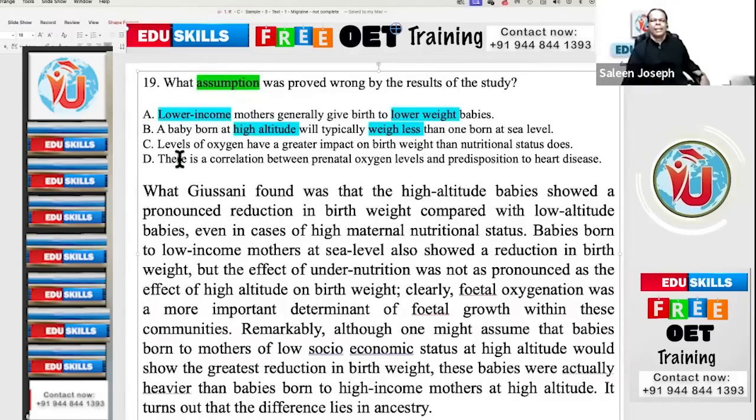And option C, levels of oxygen have a greater impact on birth weight than nutritional status. Oxygen is more important than nutritional status. Option D, there is a correlation between prenatal oxygen levels and predisposition to heart disease. Correlation between prenatal oxygen levels.